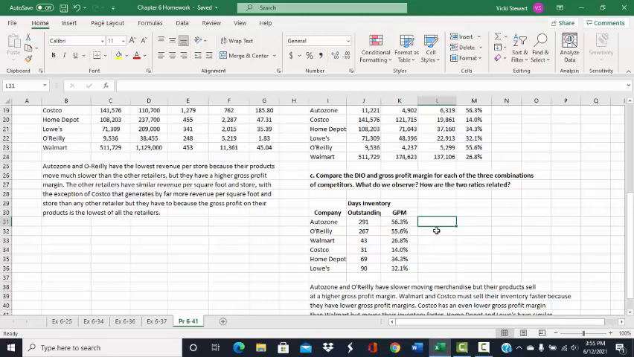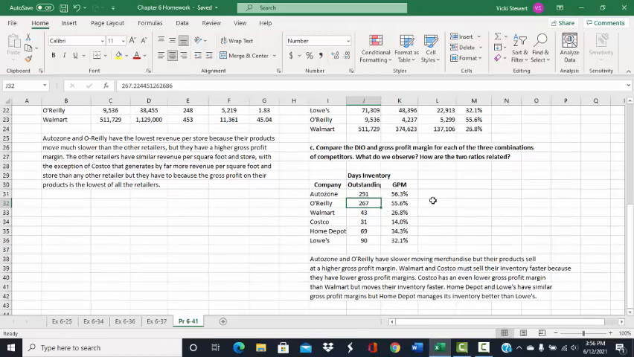What do we see when we look at their gross profit margin? Their gross profit margin is over 50%. So they're making over 50% gross profit on the items that they sell on average, which is quite high. So it looks like what is happening at AutoZone and O'Reilly is they have slow-moving items that they make a lot of money off of.